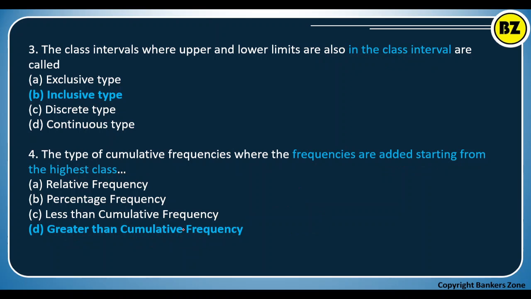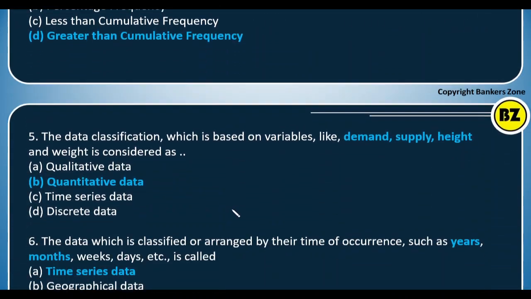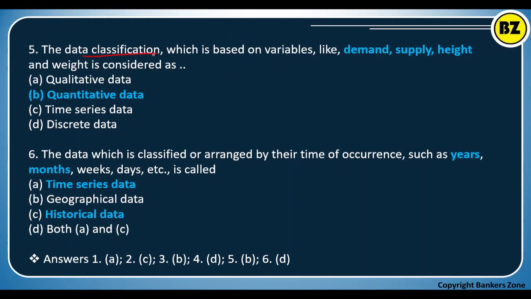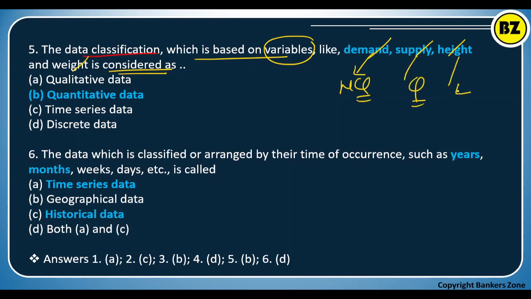Instead of problems, they have asked on the same pattern as MCQ. The next question: the data classification which is based on variables like demand, supply, height or weight is considered as what? See, demand you can quote in quantity, supply you can quote in quantity, height you can measure in numbers, or weight also. So it is not a part of quality, it is not time series or discrete. It is the quantitative data.